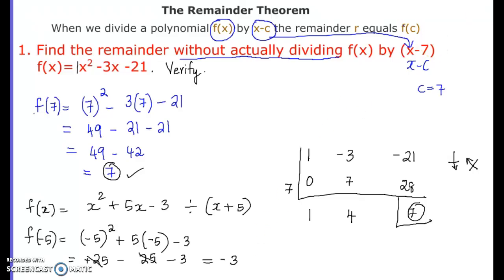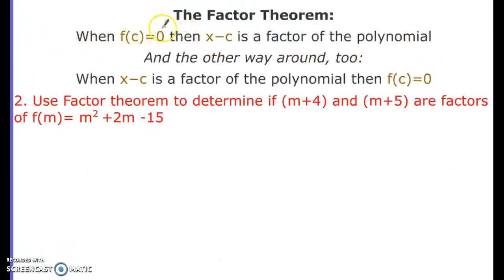When f of c becomes 0, when the remainder is 0, then x minus c is a factor of the polynomial. Also, it can be said that when x minus c is a factor of the polynomial, then f of c will always be equal to 0, or the remainder has to be 0 for it to be a factor. So let's do a problem here to see how it's done.